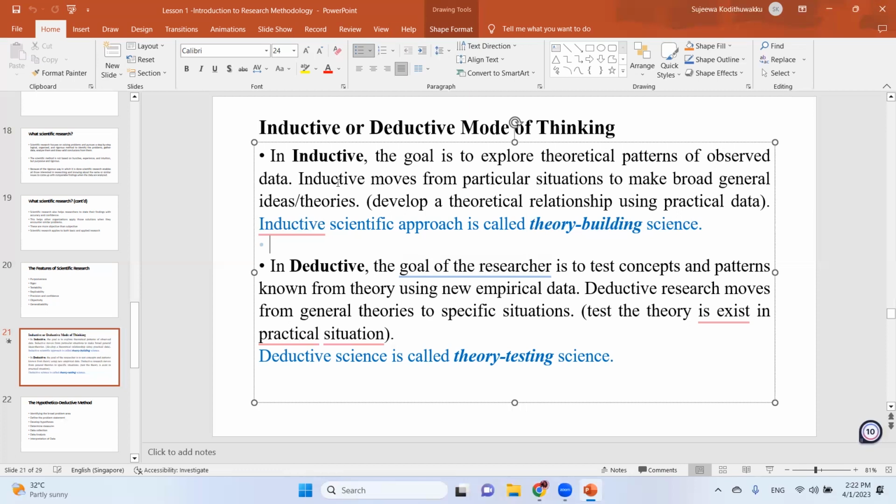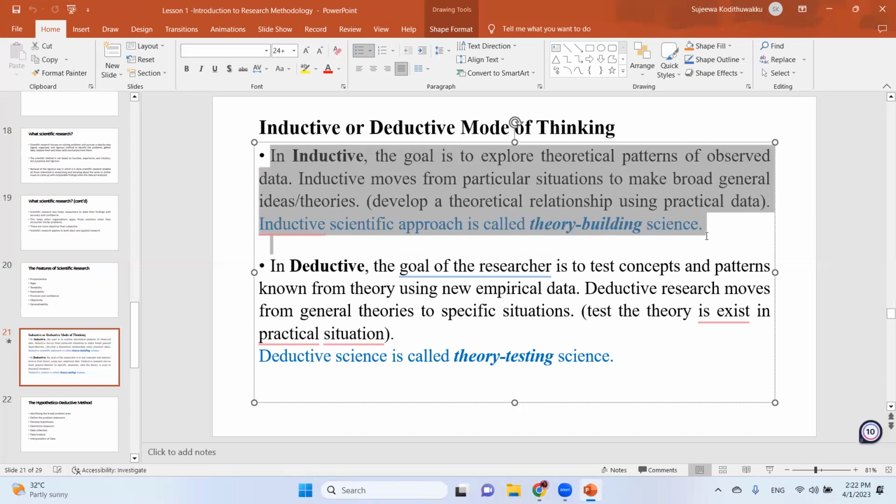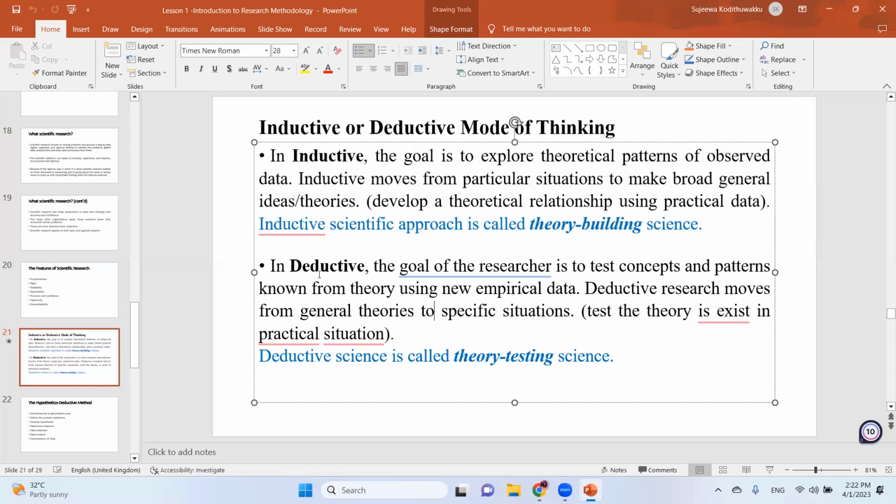Develop a new theoretical relationship. If you develop new theory, it's called inductive mode of theory. So the purpose of your research is to develop a new theory, theory building science. But remember, if your research is not inductive mode, then definitely you have to conduct a deductive mode of thinking, or deductive research.